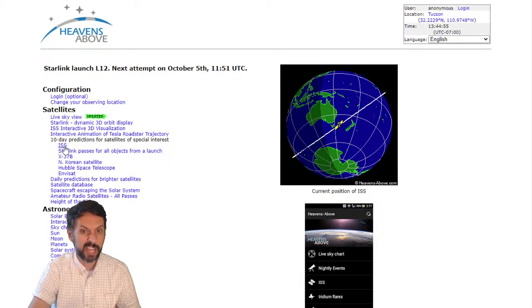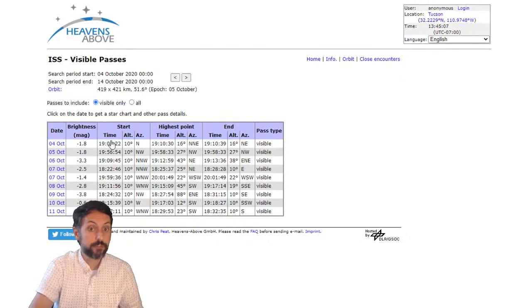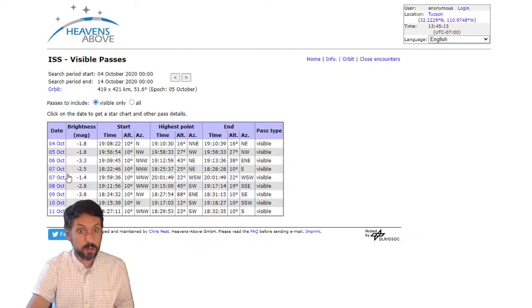when we click right up here, we click ISS. And what this gives is the visible passes of the ISS, right? It tells you brightness, it tells you if it's visible, it tells you a bunch of stuff here, and you're saying, what is going on? Well, first off, these are the dates. So the 4th of October, the 5th, the 6th, 7th, 7th, 8th, 9th, which means this week there's quite a few cool passes, which is nice.